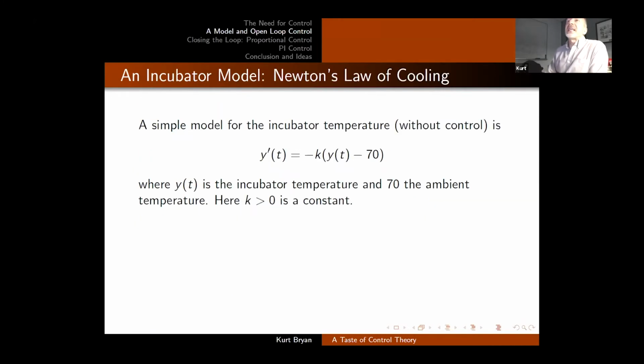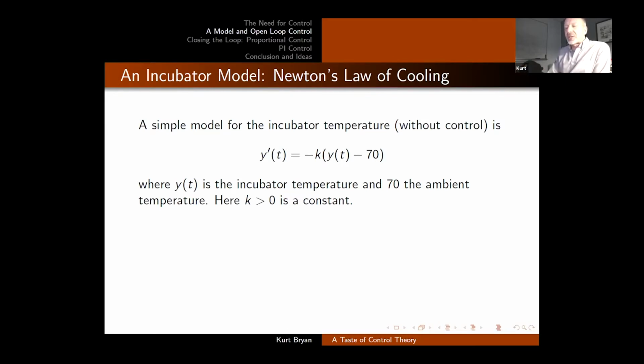Now, let's write down a model for how the incubator might behave. Let's say it obeys Newton's law of cooling. There's good old Newton's law of cooling. I put in a constant ambient temperature of 70 degrees here. y(t) is the temperature of the inside of the incubator, and there's a cooling constant k here that I'm going to take to be 0.05 in a moment, but it could be anything. And that governs the incubator's behavior without any control element in it.